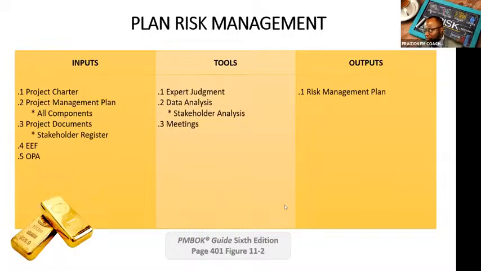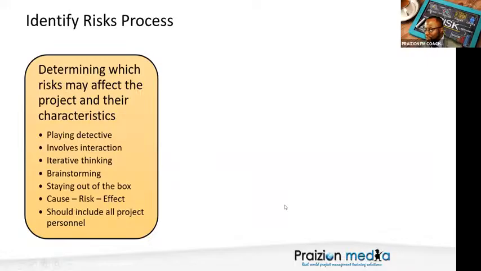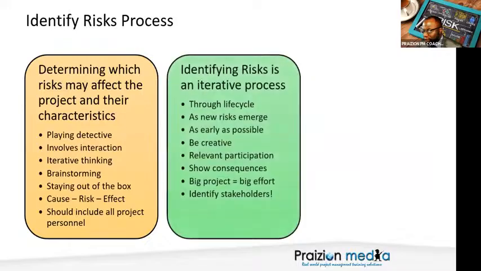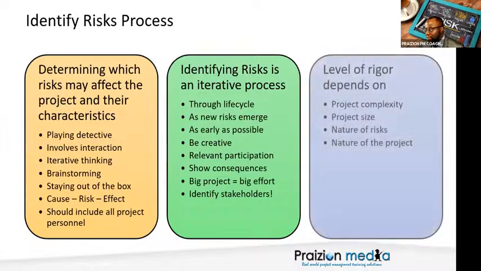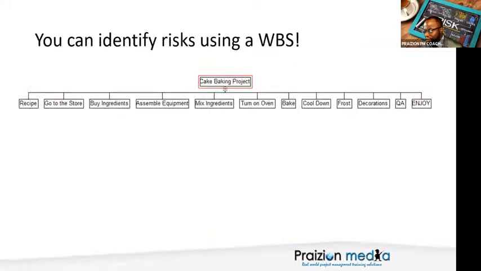Let's talk about the next one, identify risks. What are we doing in identify risks? We are determining which risks may affect the project and their characteristics. You're playing detective, with lots of interaction between you and your team members. You're using iterative thinking, you're brainstorming, you're staying out of the box to imagine the worst. You're identifying risks in an iterative fashion throughout the life cycle. You're always on the alert, you're always being creative. The level of rigor depends on the project size and complexity and many other factors.